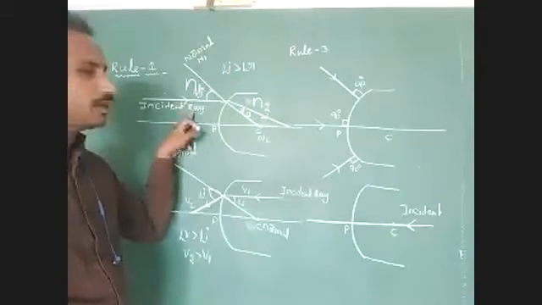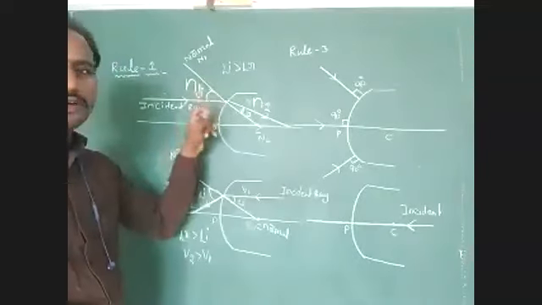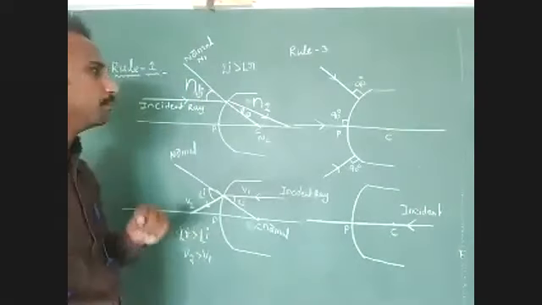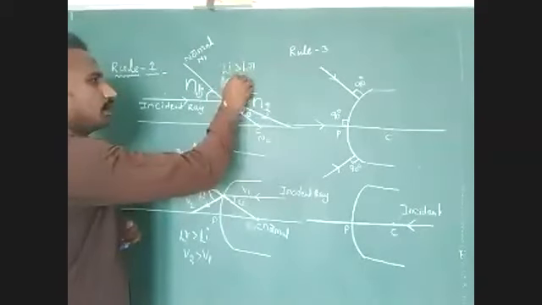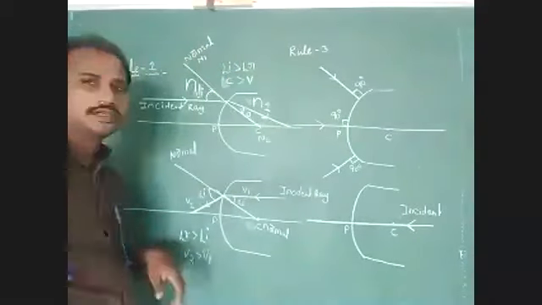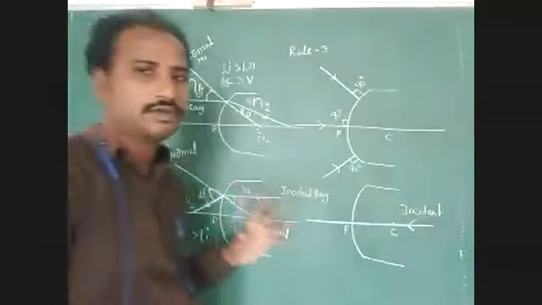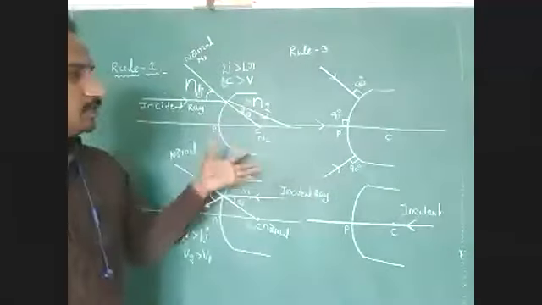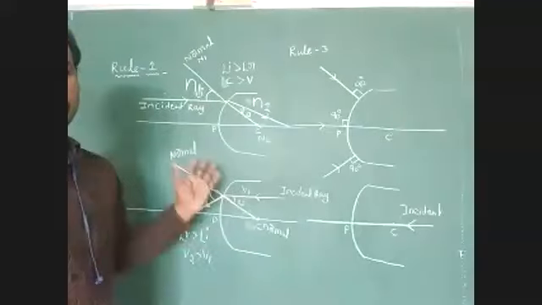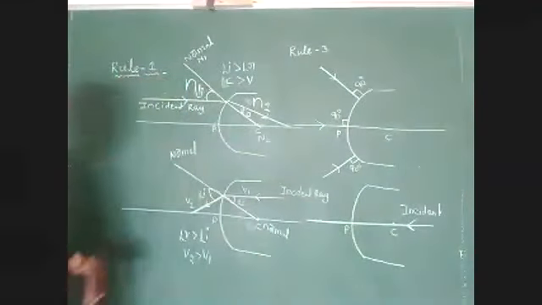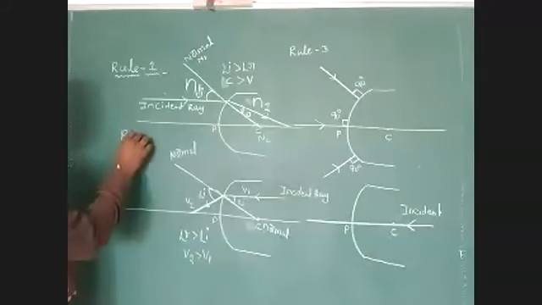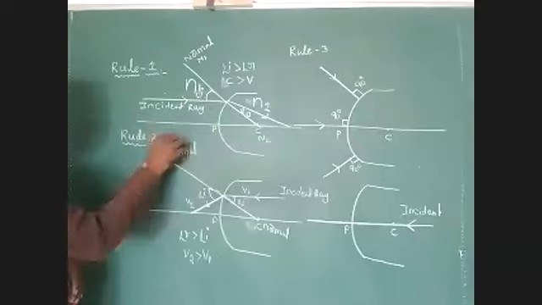The speed of light in the rarer optical medium is more than the speed of light in the denser optical medium. This point represents speed of light C greater than V. C represents the speed of light in the air medium, and V represents the speed of light in the denser medium. C greater than V. So this represents rule 1 and rule 2.